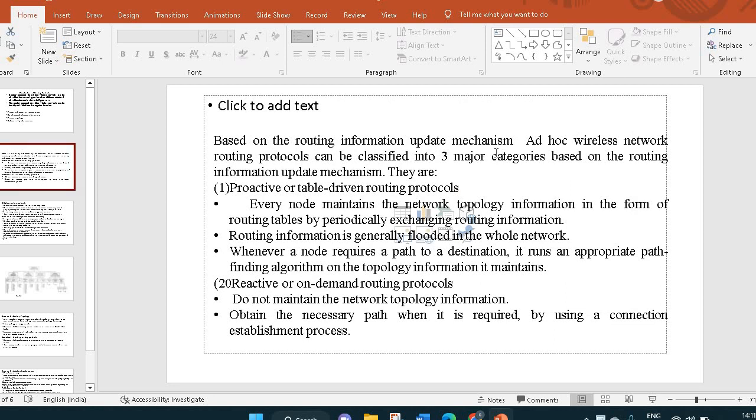Based on the routing information update mechanism, ad hoc wireless network routing protocols can be classified into three major categories. They are proactive or table-driven routing protocols. Here, every node maintains the network topology information in the form of routing tables by periodically exchanging routing information. Routing information is generally flooded in the whole network. Whenever a node requires a path to a destination, it runs an appropriate pathfinding algorithm on the topology information it maintains.